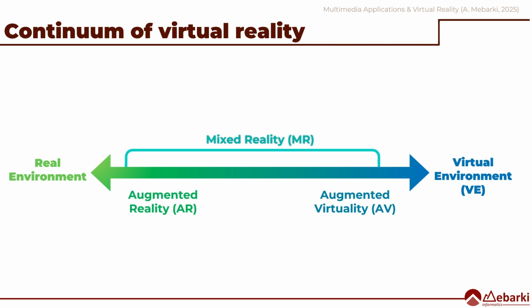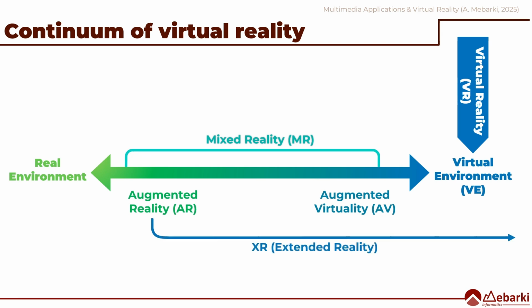And finally, virtual reality immerses the user completely in a synthetic environment where all perception is virtual. Together, these stages form a seamless spectrum from real to virtual, which we now refer to as extended reality, or XR. XR is the umbrella term that unites AR, MR, and VR, representing the full range of immersive experiences where the physical and the digital meet.